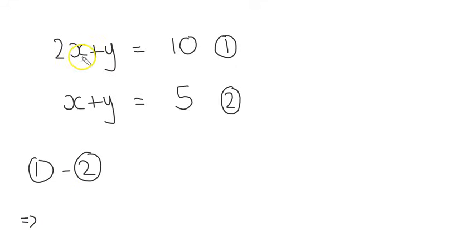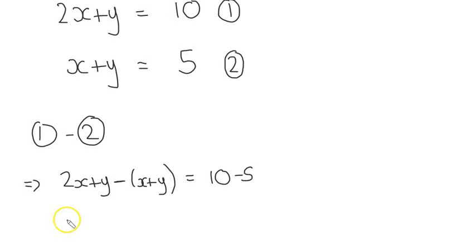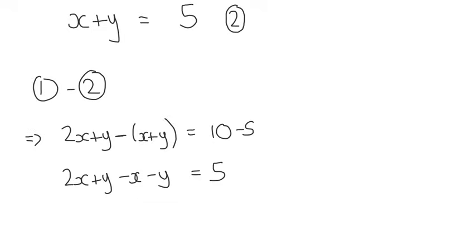That's going to give us on the left hand side 2x plus y minus, and be careful here because it's really minus all of x plus y, so I recommend putting a bracket around it. And then on the other side it's going to be 10 minus 5, and then if we simplify this, it's going to be 2x plus y minus x minus y is equal to 5. And then if we further simplify that, it's going to just give us x is equal to 5, because the y and the y will cancel out.